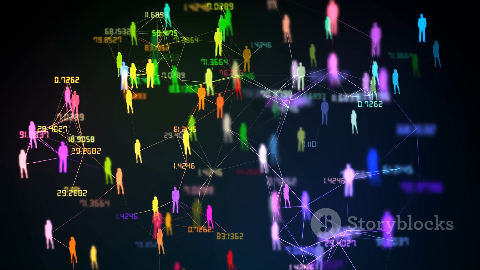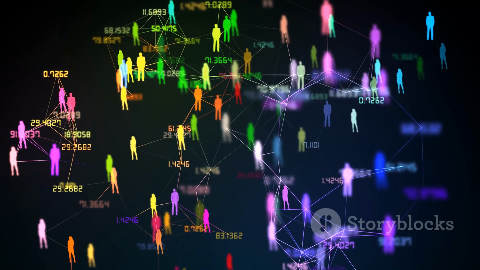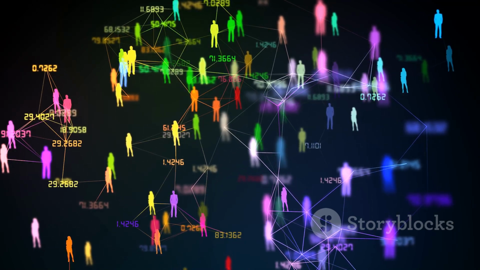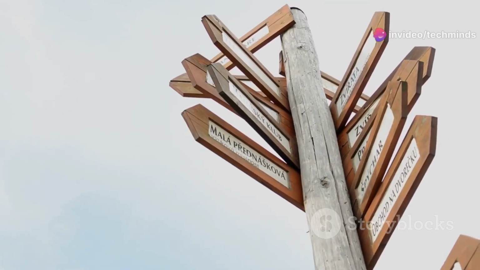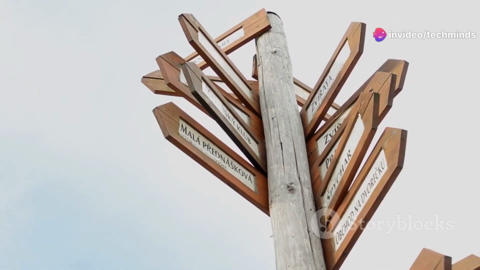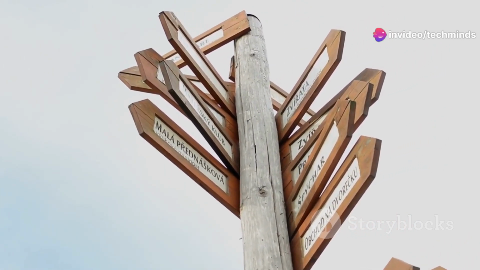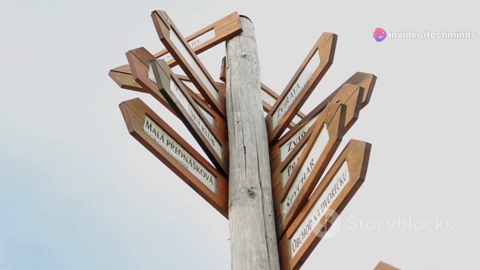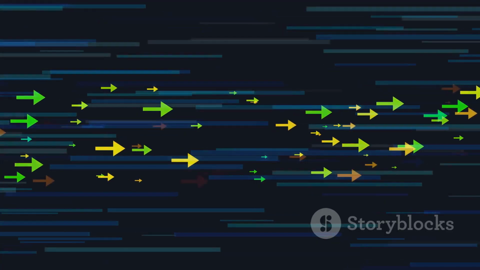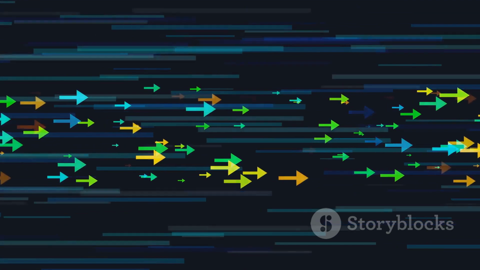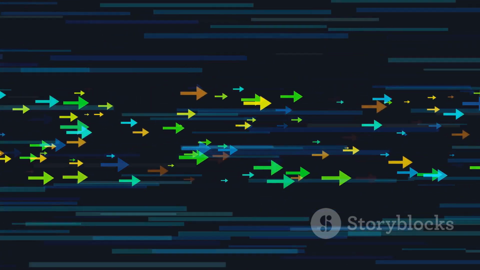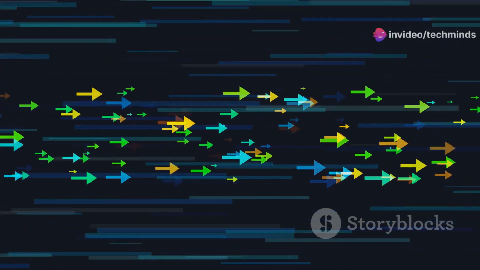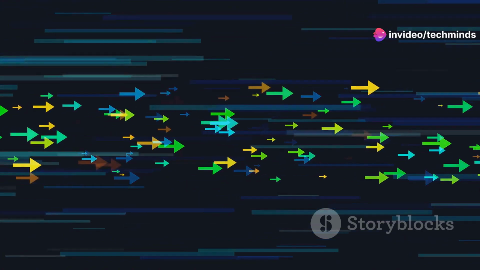There are different types of linked lists, each with its own characteristics and advantages. Singly linked list. Each node points to the next node in the sequence. Traversal is unidirectional, from the head to the tail. Doubly linked list. Each node has two pointers, one to the next node and one to the previous node. This enables bidirectional traversal. Circular linked list. The last node points back to the first node, creating a closed loop.